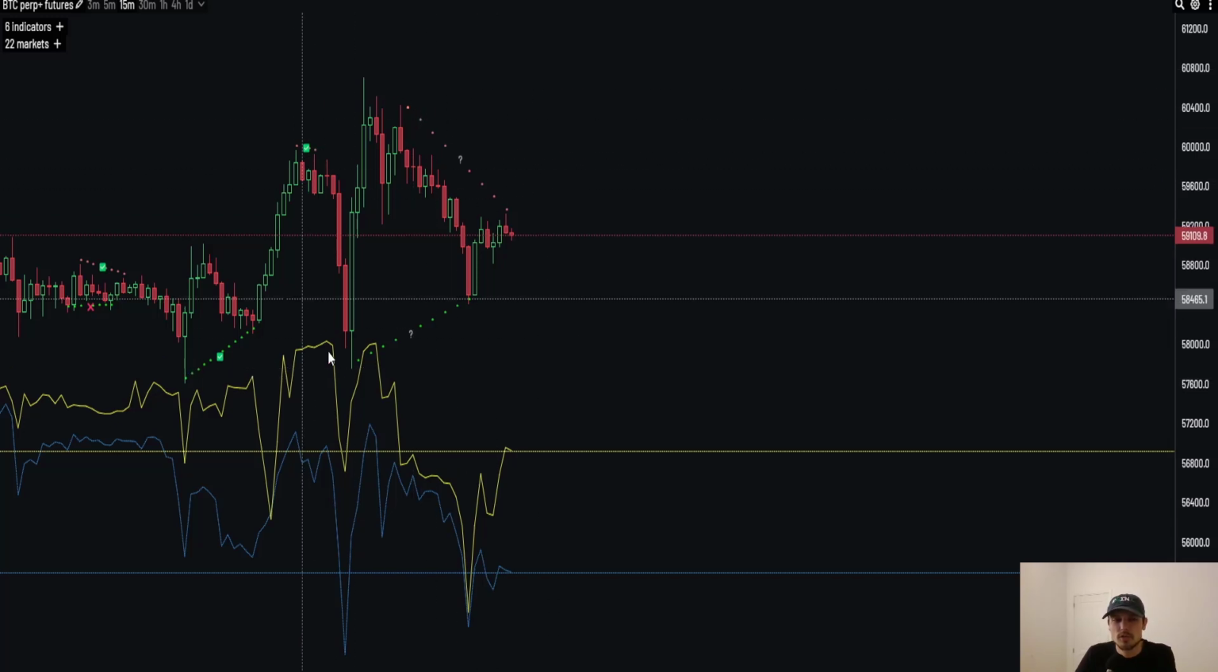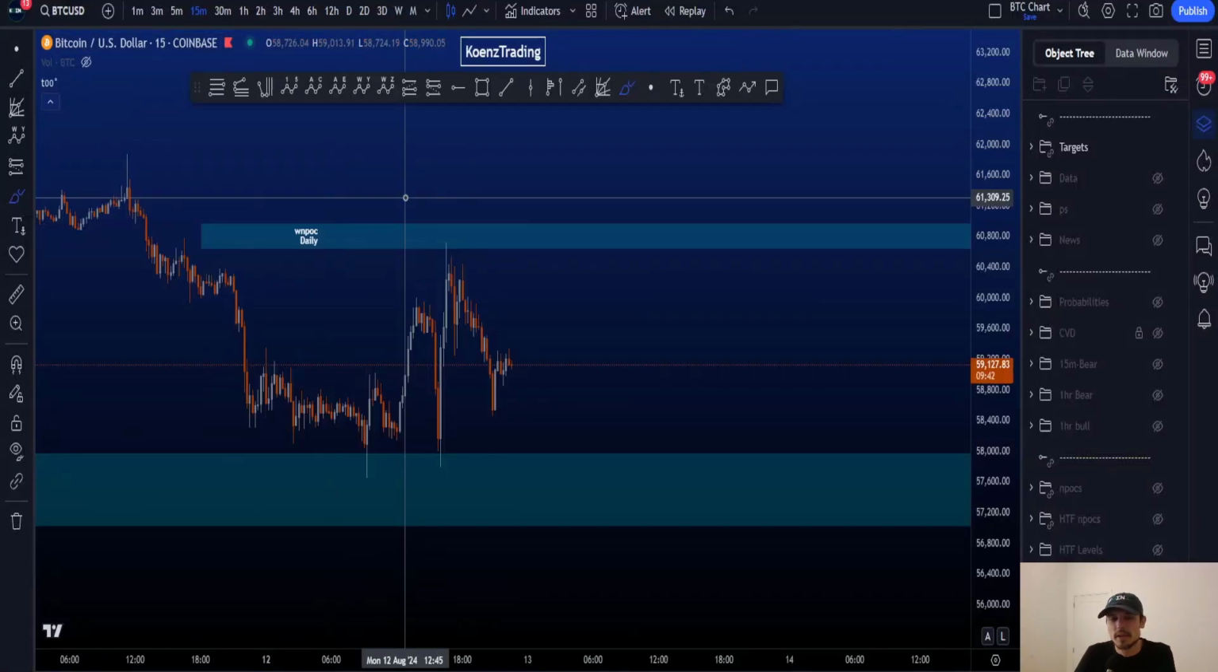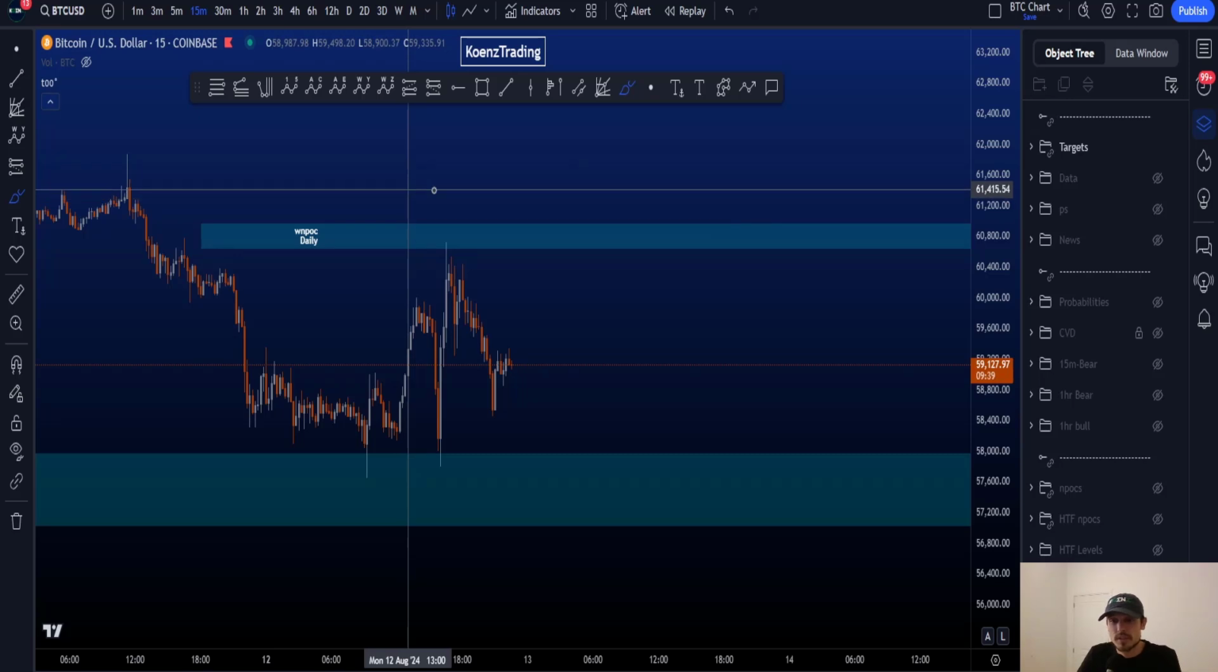And if you have no idea how to approach a scenario like this, just wait for one of the two CVDs to play out and then just wait for some new CVD divergences.